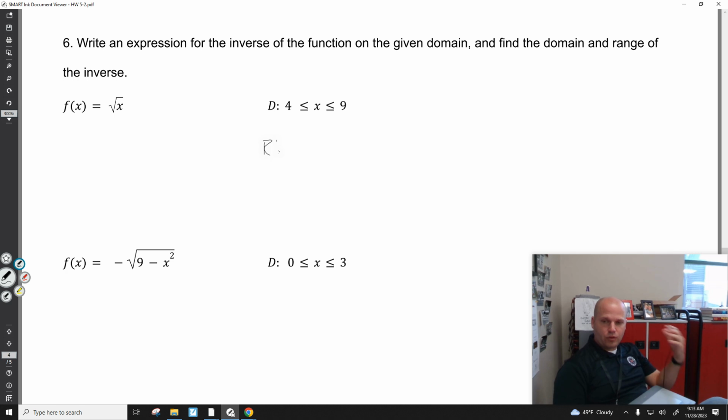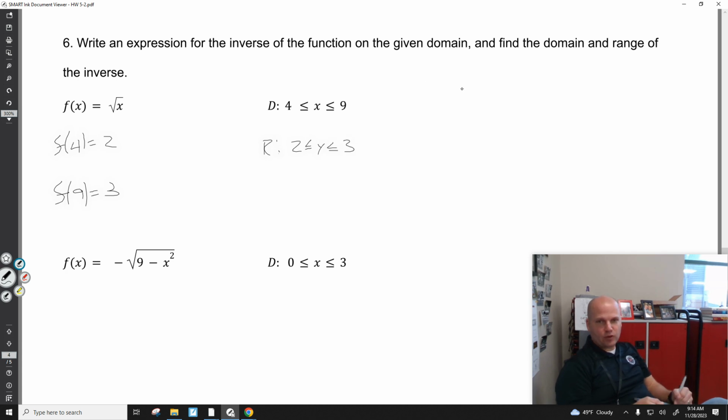Now, this function, square root of x, is an increasing function. It's increasing at a decreasing rate. We should know that. We know f of 4 is 2. We know f of 9 is 3. We know that the points in between would produce output values between 2 and 3. So the range is between 2 and 3.